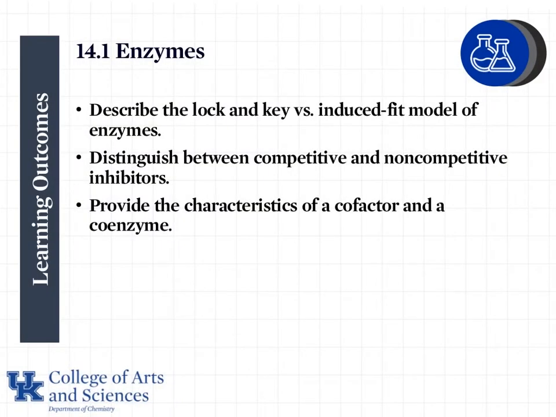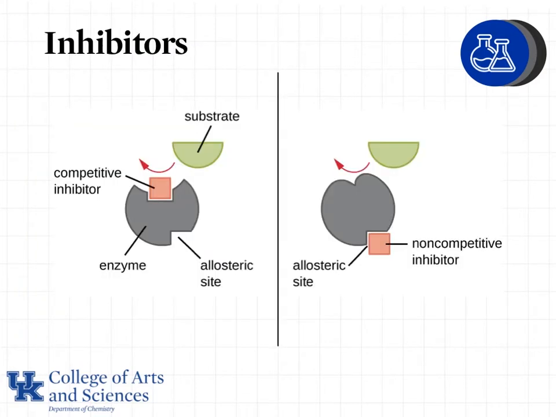In this lesson, we're going to look at the different models of enzyme, and we're also going to look at competitive and non-competitive inhibitors and the characteristics of cofactors and coenzymes. So inhibitors play an important role in enzyme function. Some inhibitors occur in the body naturally as a means to controlling the production of a particular substance. And there are two types of inhibitors: competitive inhibitors and non-competitive inhibitors.